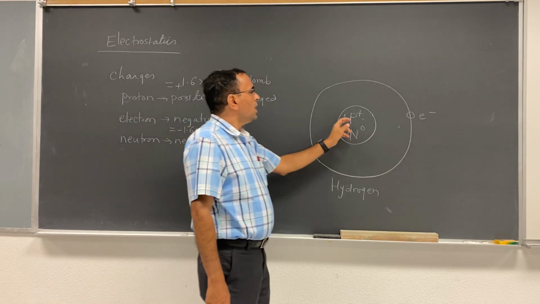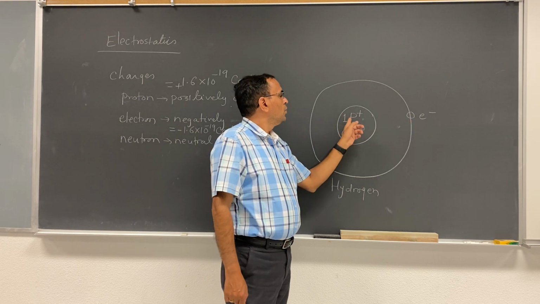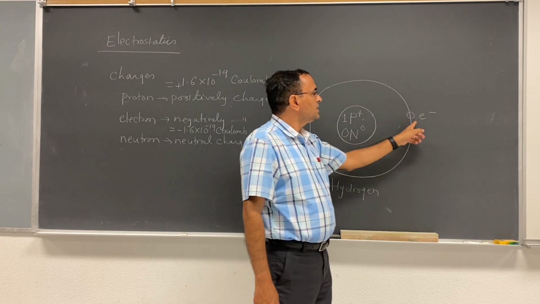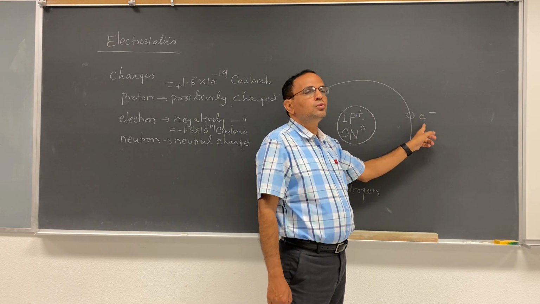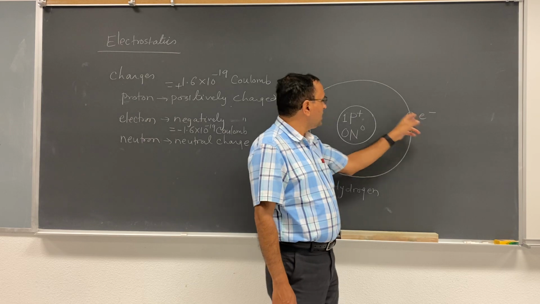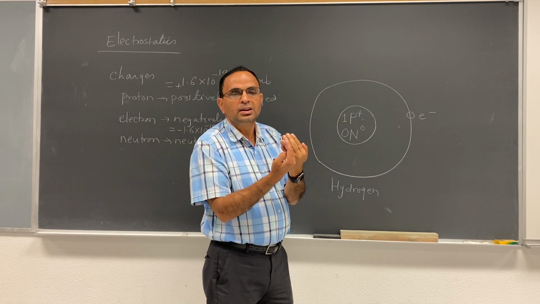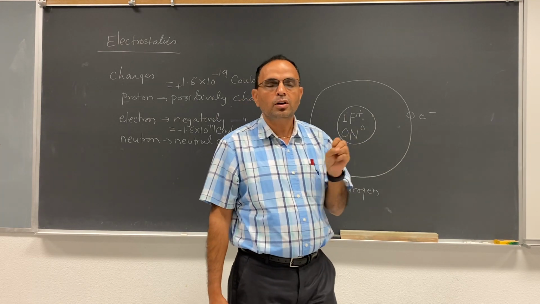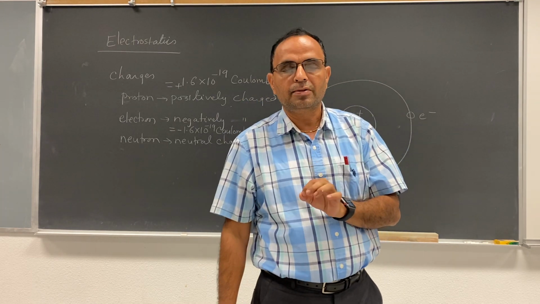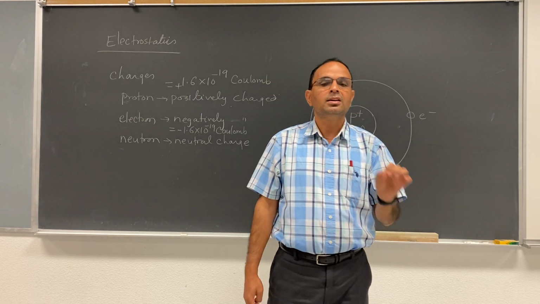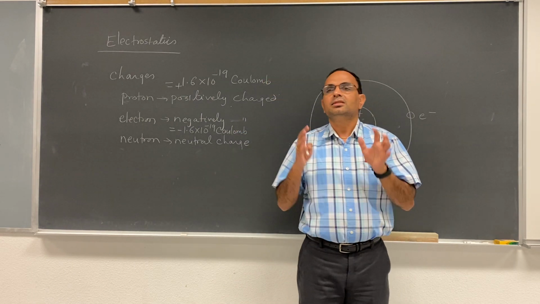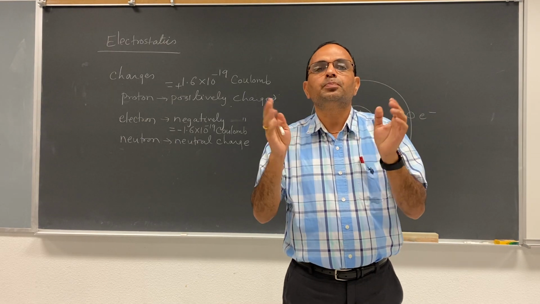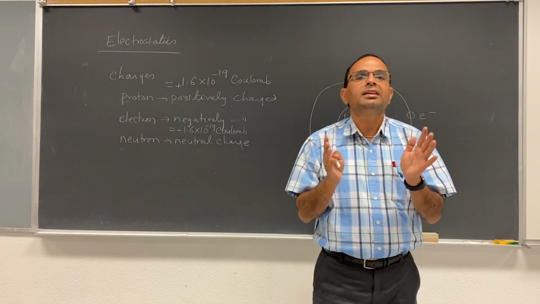So look here, one proton, one electron. 1.6 times 10 to the power negative 19 coulomb positive, 1.6 times 10 to the power negative 19 coulomb negative. This is negative, this is positive. They cancel out. That is why the atom is electrically neutral. Number of proton is equal to number of electron. Proton is positively charged, electron is negatively charged. Therefore, the atom is electrically neutral, because the positive charge and negative charge cancel out.